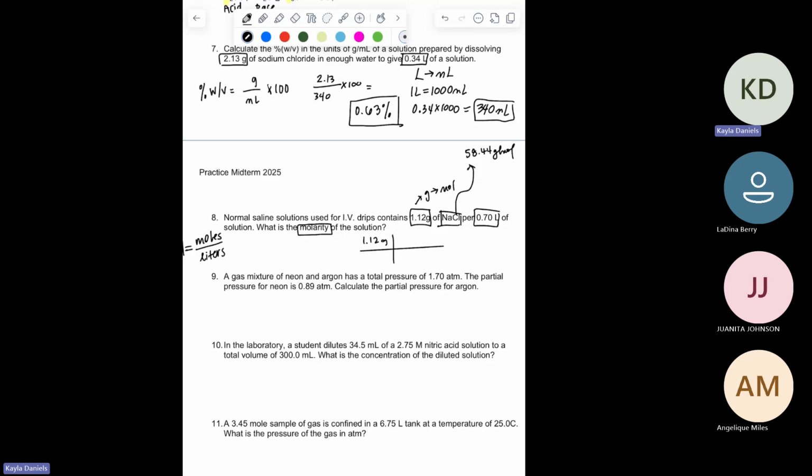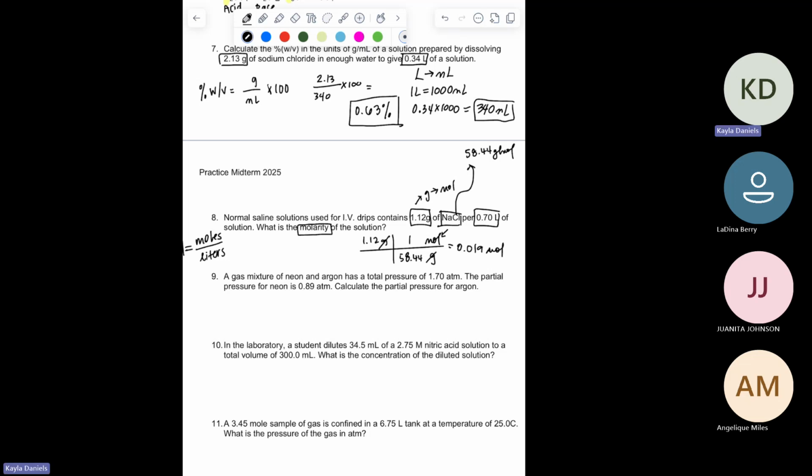All right, on top, I want my grams on bottom so that way they cancel, and my moles on top. This number, 58.44, travels with the grams, so since I put the grams on bottom, I'm going to put that number on bottom. It's going to cancel out my grams and leave me in moles, which is what I want to be in. So in my calculator, 1.12 divided by 58.44, and I get 0.019 moles.